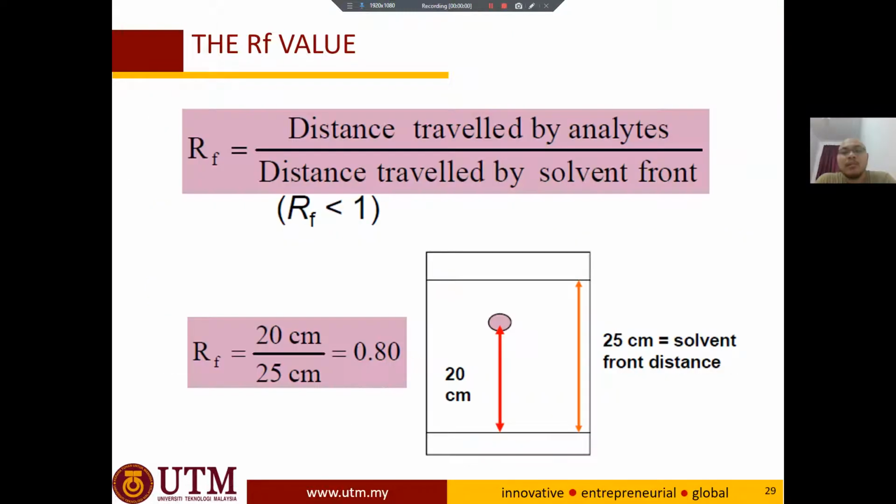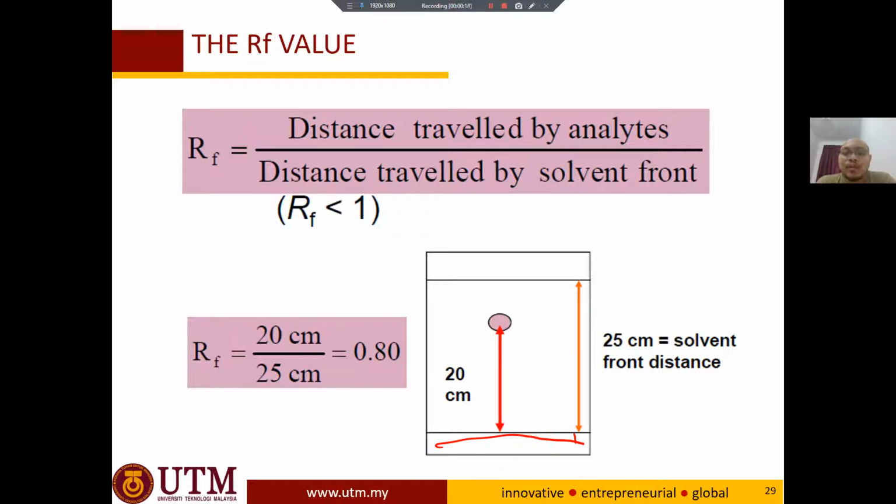Okay. So here is how to calculate the RF value. Distance traveled by the analytes, over distance traveled by the solvent front. Maybe the solvent front is just a little bit lower. For example.